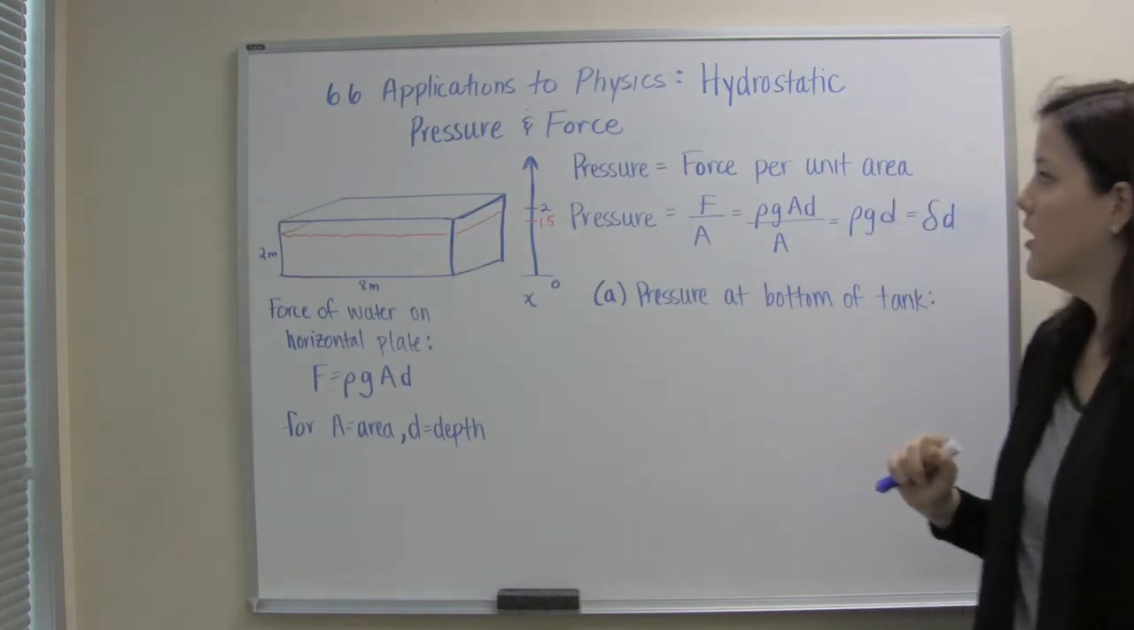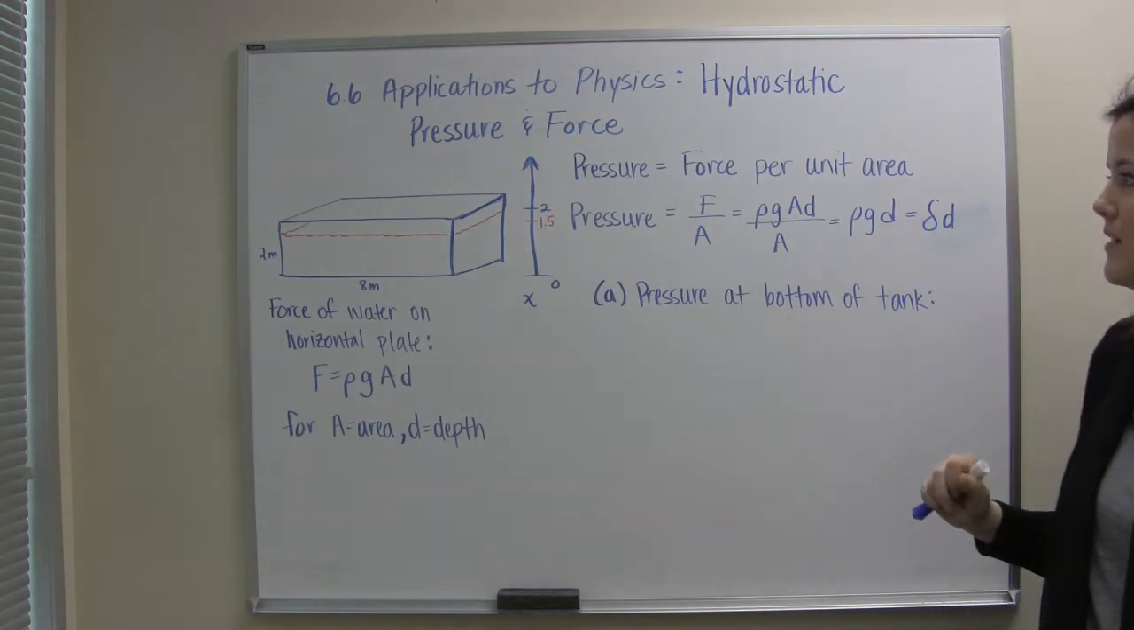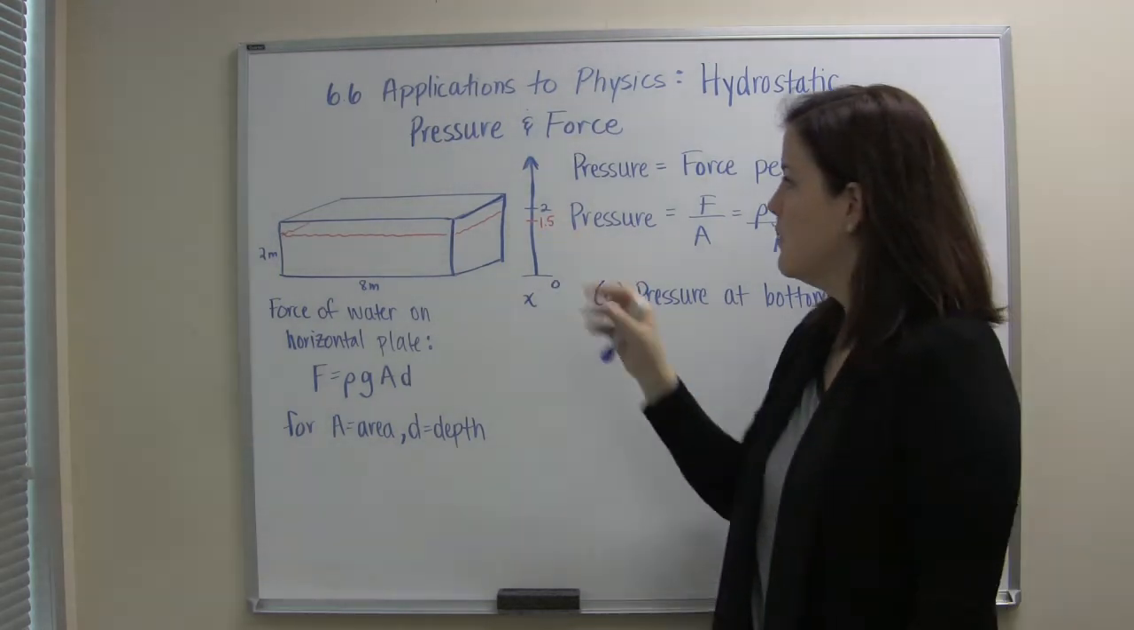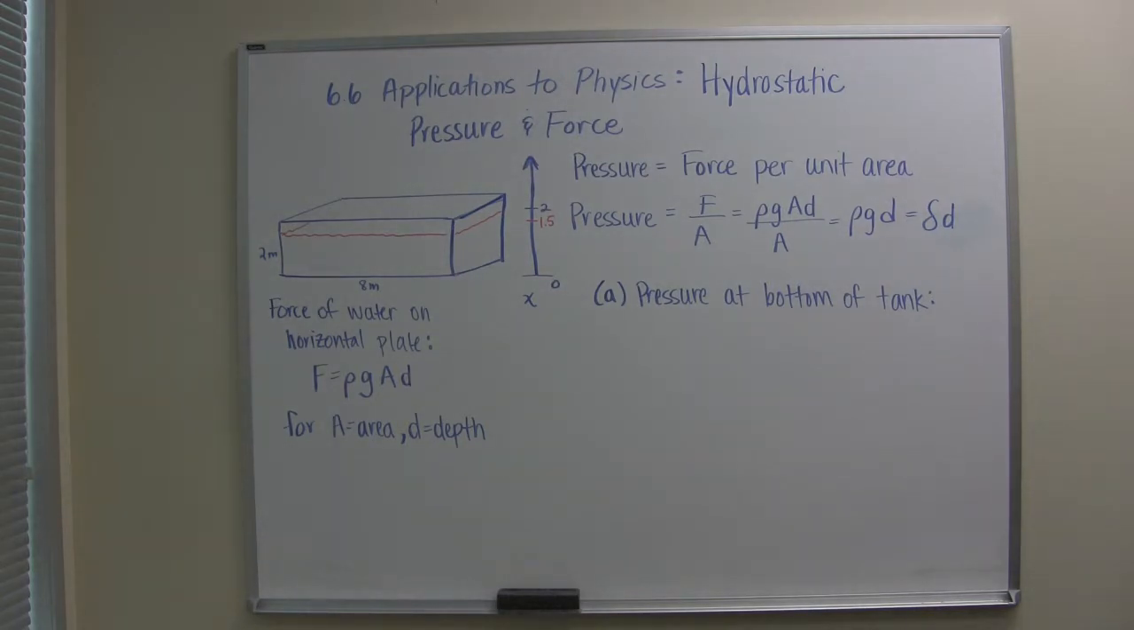So we're going to start talking about hydrostatic pressure and force with a nice rectangular prism of a tank here. If you look at your handout and number 1, it says that we have a tank that is 8 meters long, 4 meters wide, and 2 meters high. It's full of kerosene, which has a density of 820 kilograms per meter cubed, and it's filled to a depth of 1.5 meters. So let's take a look at that.